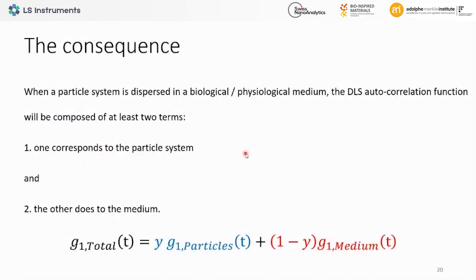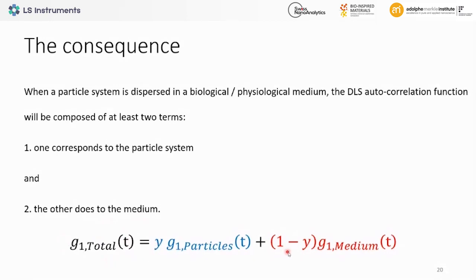When a particle system is dispersed in a medium that is full of proteins, the correlation function will be composed of at least 2 terms. One corresponds to the particle system, and the other corresponds to the medium. These are simply factors. Basically, it's a normalization factor, because we know that a good quality correlation function has an amplitude of 1, meaning that at time 0 it goes to 1.